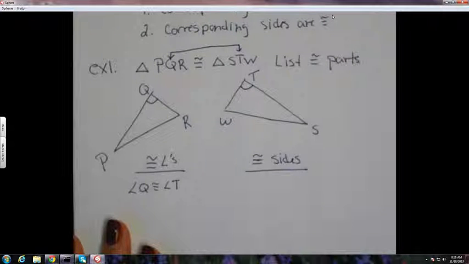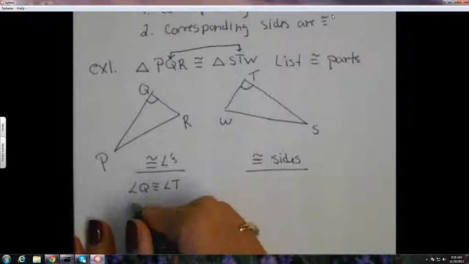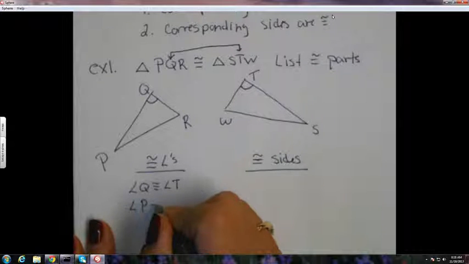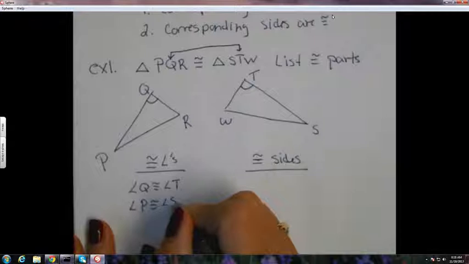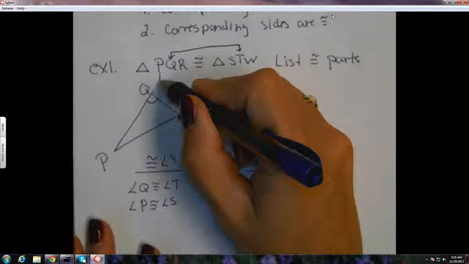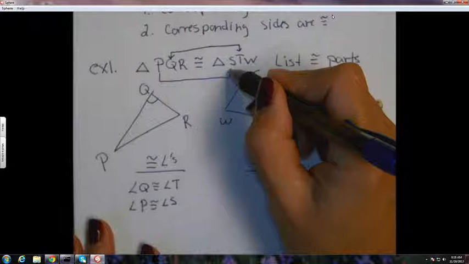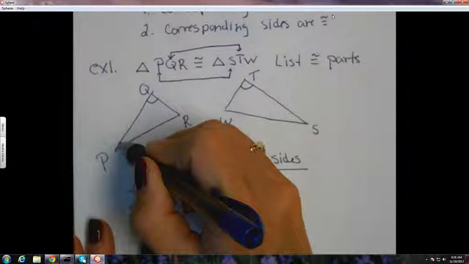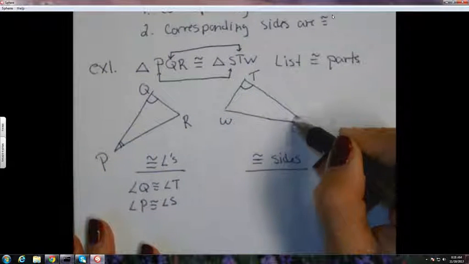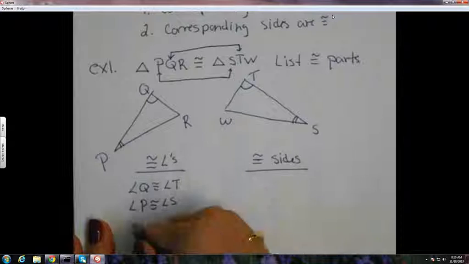Give me another pair of congruent angles. Randy. P and S. And I know she's right because those are the first 2 letters. P to S. So I can do a double arc mark there. And then I think we can see that R must be congruent to W then.